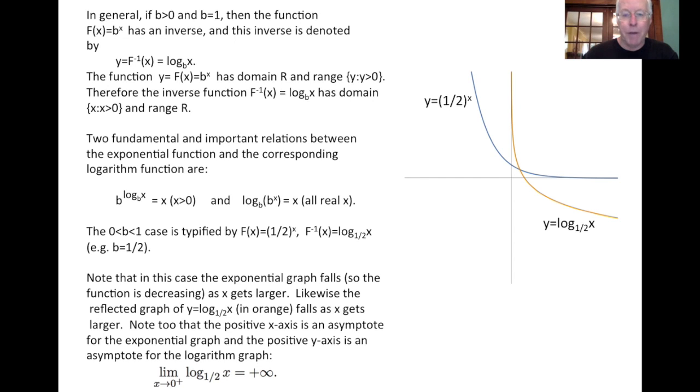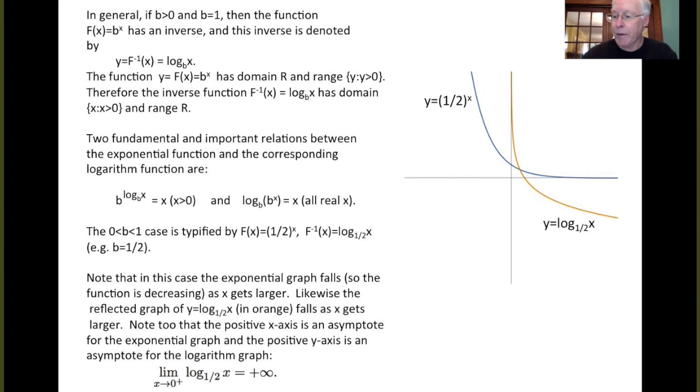So again, keep in mind when b is between 0 and 1, the exponential function falls, as we see in the picture. That is, the function is decreasing. And the reflected graph, y equals log base 1/2 of x in orange, also falls as x gets larger. So the logarithm graph is also decreasing. Again, it's only defined for x bigger than 0.